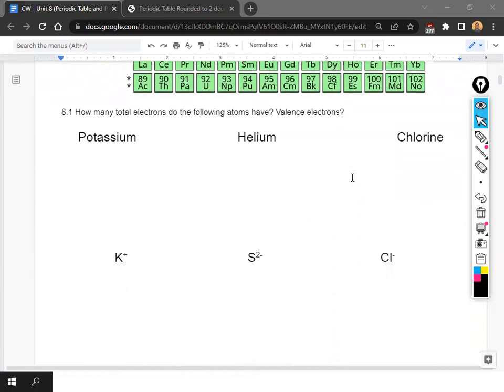Okay, so I want you guys just to refresh your memory, just make sure that we all have the same idea about valence electrons. For each of these elements, write down how many total electrons they have, and also how many valence electrons they have. So how many electrons do they have in total, and how many electrons do they have in the outermost shell? I'll give you guys about 2 minutes to try it out, and then we'll see if you got the right answer. Okay, so let's start with potassium.